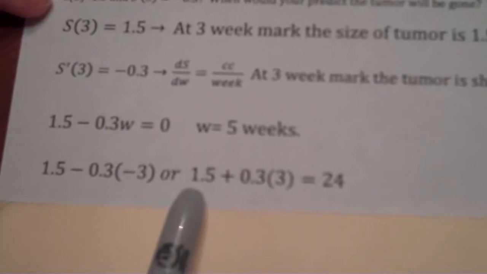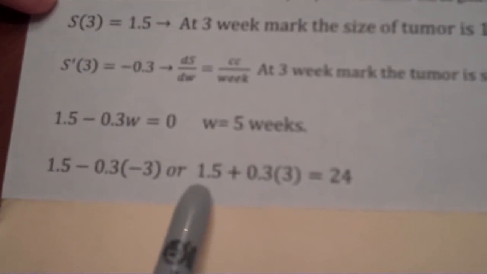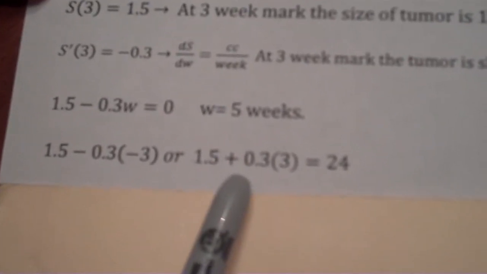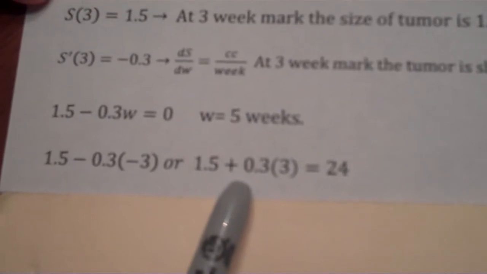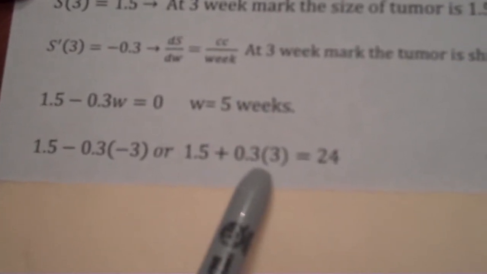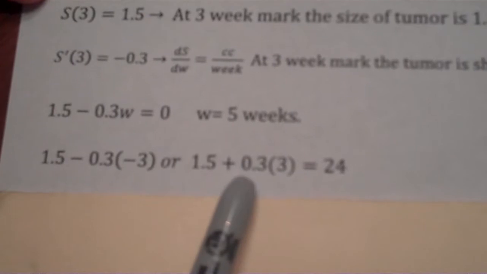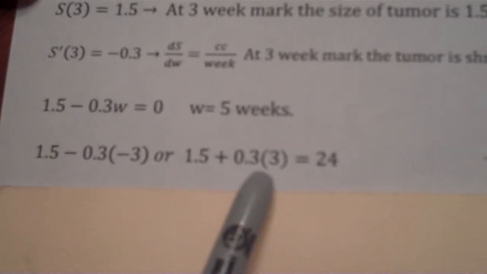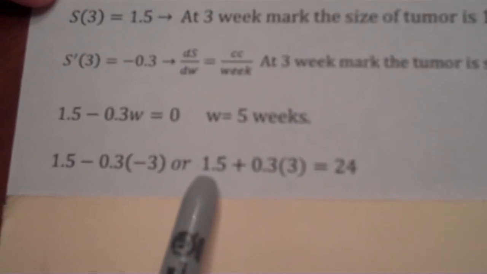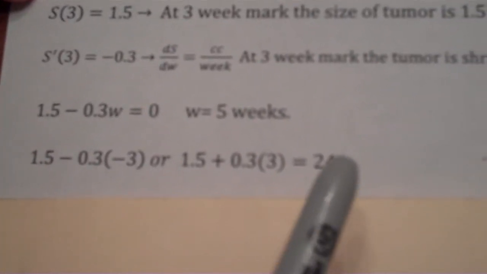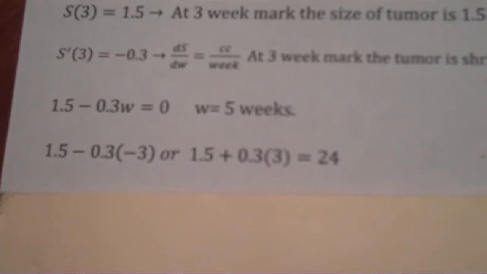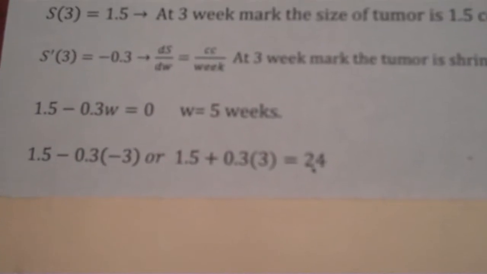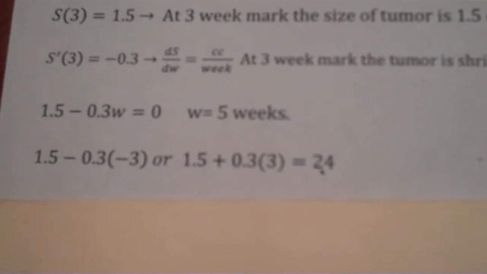It's 1.5 cc's in size right now. For every week I go back in time, it was 0.3 cc's bigger. I'm going to have to go back 3 weeks for a total of 0.9 cc's bigger than it is right now at the 3-week mark. I'll add that to my 1.5, and I'll get, and I forgot the decimal point, 2.4 cc's in size when the treatment began.